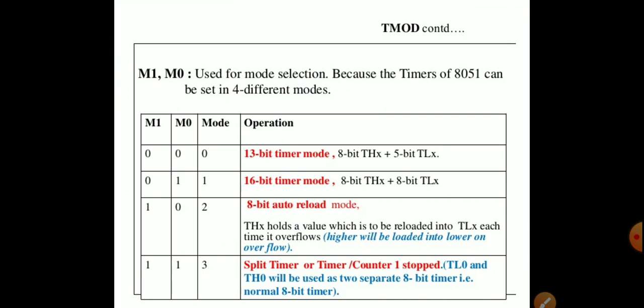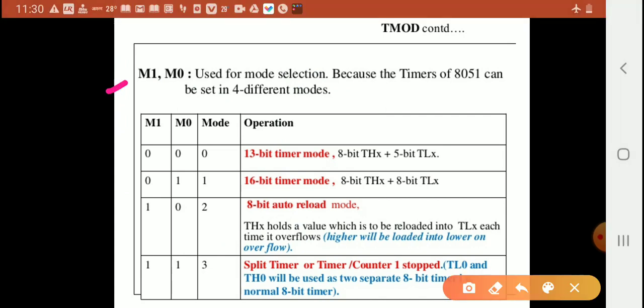M1 and M0 are used for mode selection, because the timer of the 8051 can be set in 4 different modes: mode 0, 1, 2, 3. M1 M0 values are 00, 01, 10 and 11. This is the truth table.